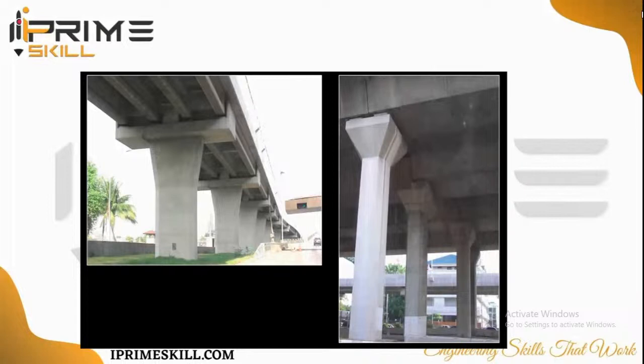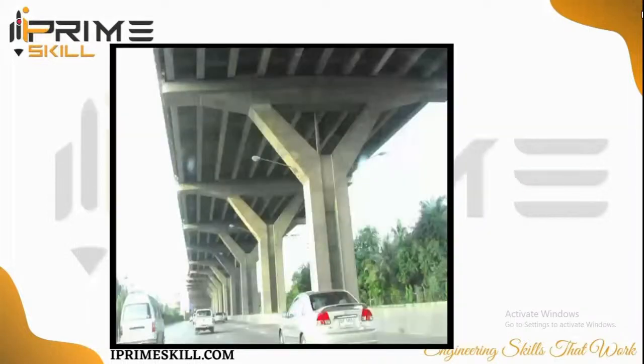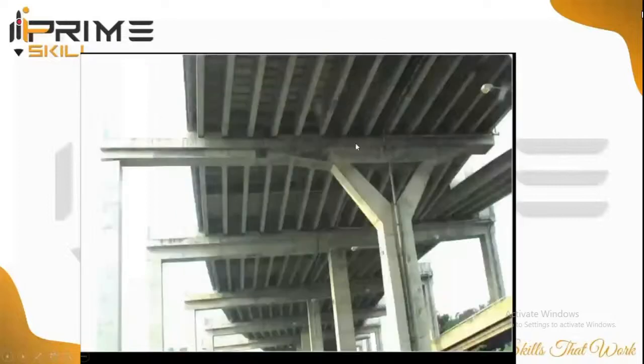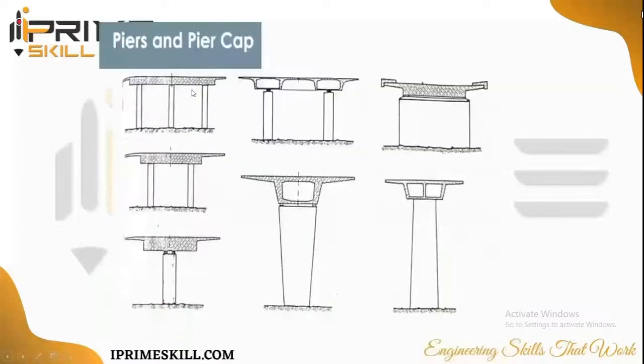So now we will see the purpose of this isolator a bit later. Here also one more shape, but this is a monolithic shape of a pier. Here one more monolithic. So different types of piers and pier cap are available. There are box sections, monolithic sections. See here, you can see the difference.